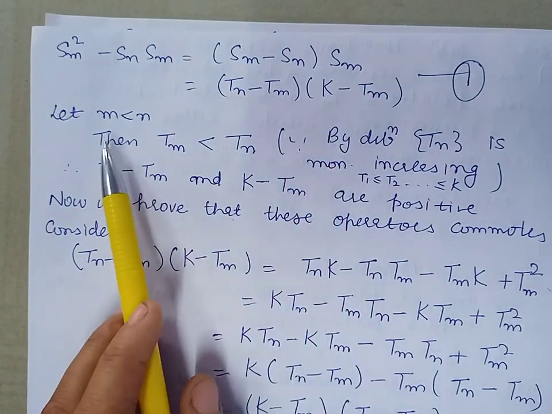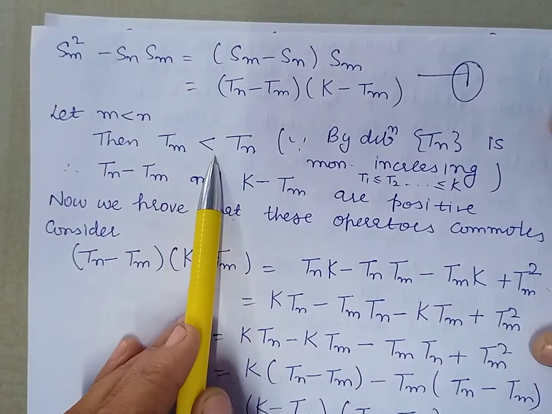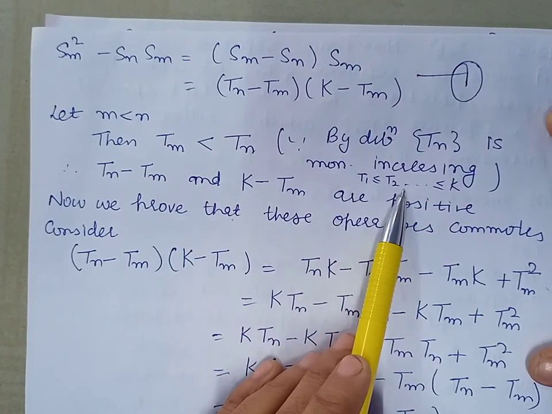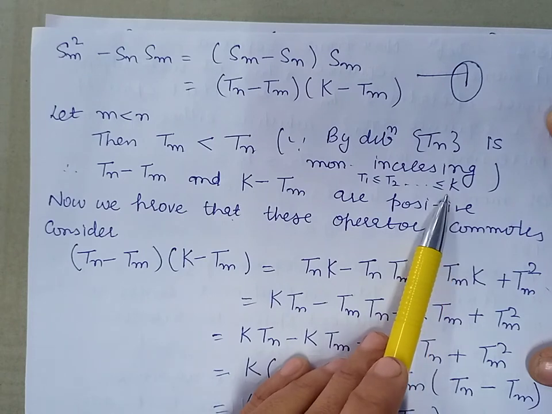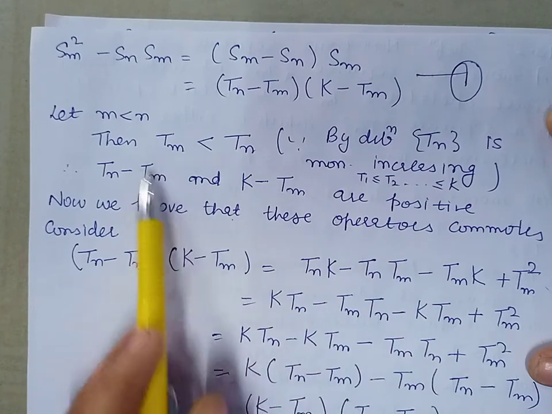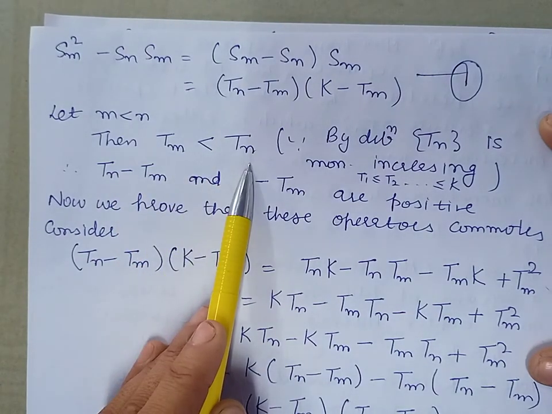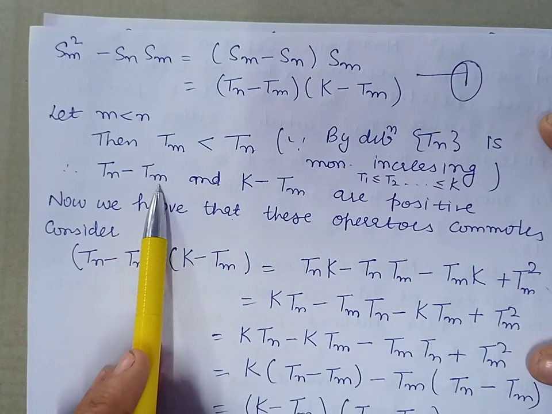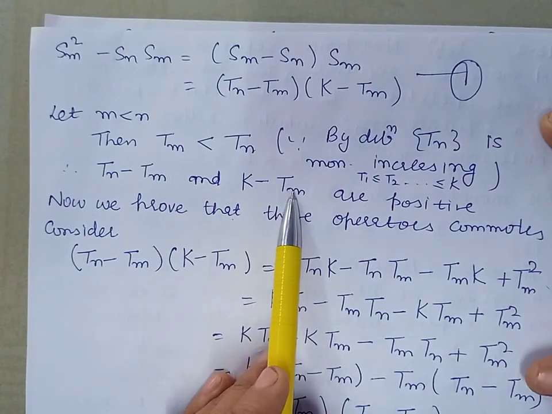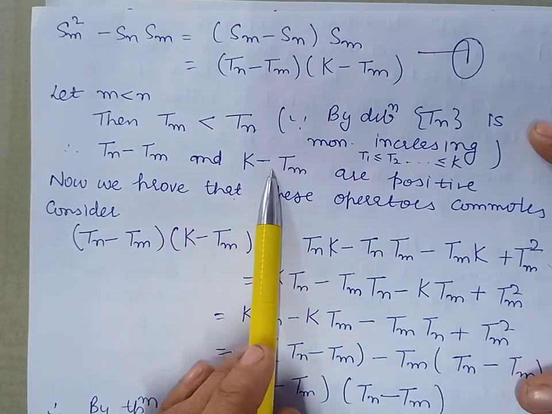Because for m less than n, Tm is less than Tn, as we are given in the statement that T1 is less than or equal to T2, less than or equal to T3 and so on, less than or equal to K. So from this, we can say that for m less than n, Tm is less than Tn, and so Tn minus Tm is positive, and also K minus Tm is positive. Now we show that these two operators commute.